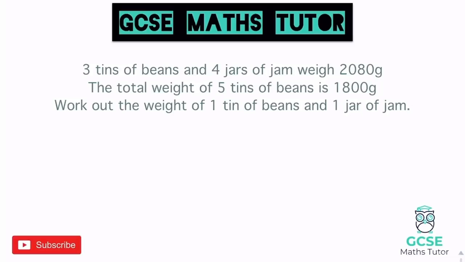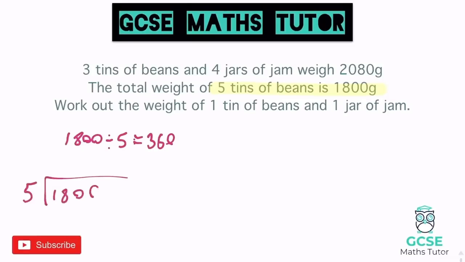3 tins of beans and 4 jars of jam weigh 2,080 grams, and the total weight of 5 tins of beans is 1,800. Work out the weight of 1 tin of beans and 1 jar of jam. Well, straight away we can work out the weight of 1 tin of beans, because it says 5 tins of beans is 1,800. So if we do 1,800 and divide it by 5, we get the answer 360. We might have to do a bit of bus stop for that. 5 into 18 goes 3, remainder 3. 5 into 30 goes 6, and then 0, so 360 grams, and that is for the tin of beans.